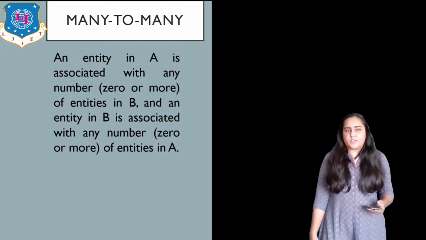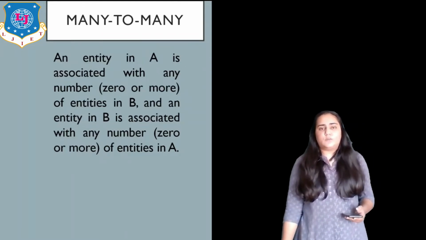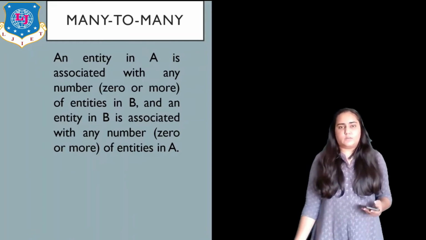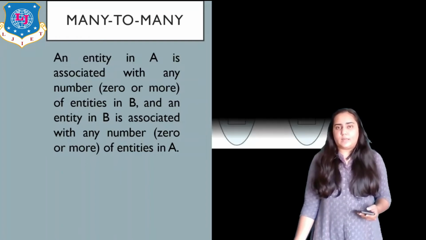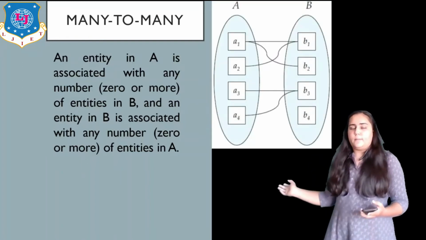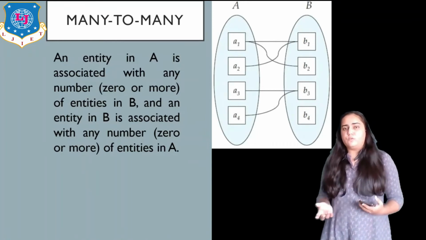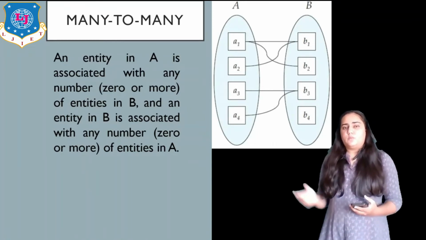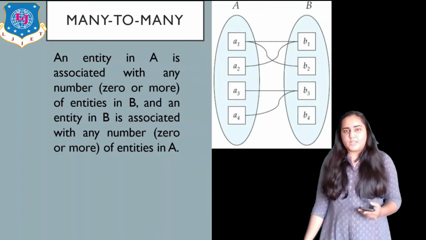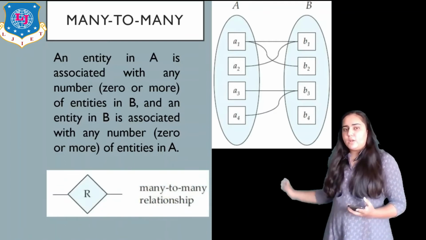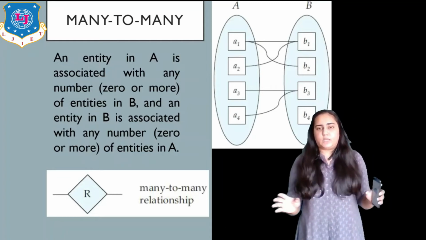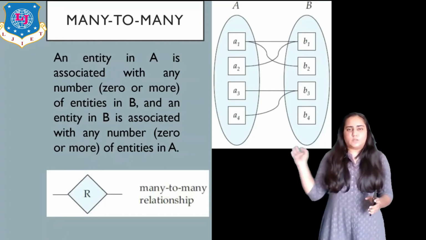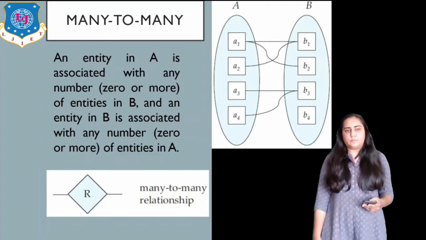The next type of cardinality is a many-to-many cardinality, where an entity in A is associated with any number of entities in B, and an entity in B is associated with any number of entities in A. So this is where you can just connect anything with anything. There are no rules applied anywhere, and that would form your many-to-many cardinality. For this, in the diagram, we show the two lines with relation R without any arrows. That would ensure that it's a many-to-many relationship.